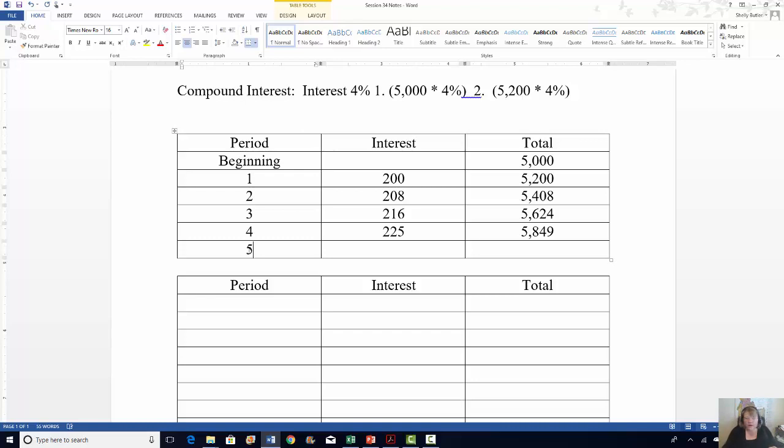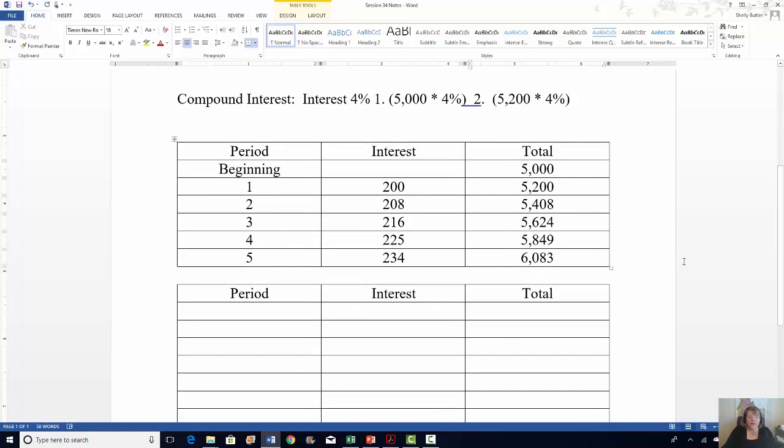Okay, and 5. I usually remember that, but I didn't this time. Sorry about that. And our interest on $5,849 is $234. And now our total at the end of 5 years is $6,083. Now you think $83 more is really not that much. But if you're going to get $83 more, that is a lot.